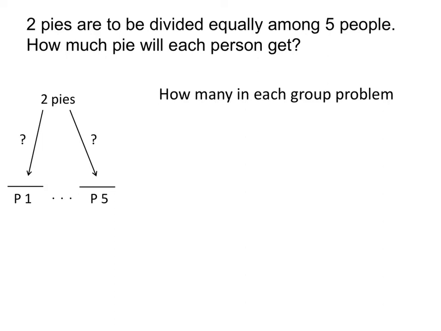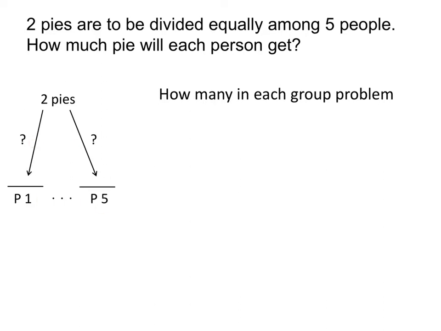So in our first example, we're going to use this to illustrate that connection between division and fractions. So here's the simple problem. 2 pies are to be divided equally among 5 people. How much pie will each person get? And so here's a picture of this problem we can draw. We'll put our 2 pies at the top. We're going to give some pie to the first person, some pie to the second person, some pie to the 5th person. And so we see that we've got 5 groups here.